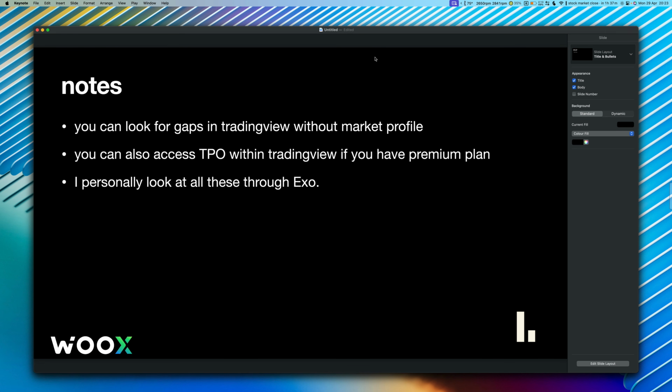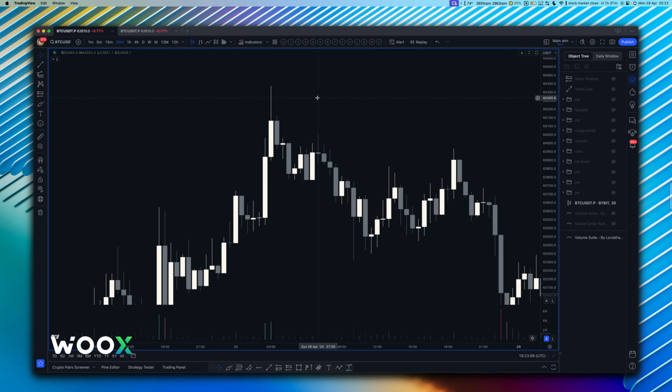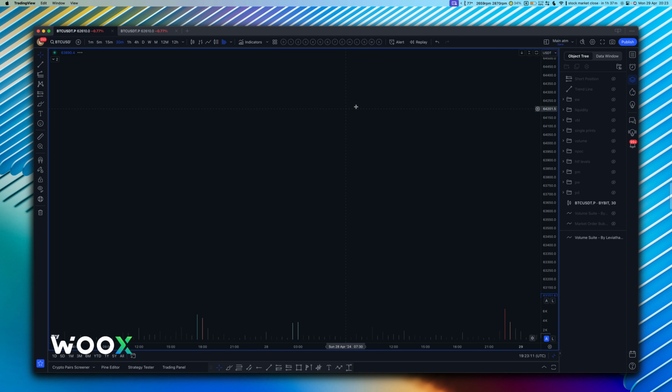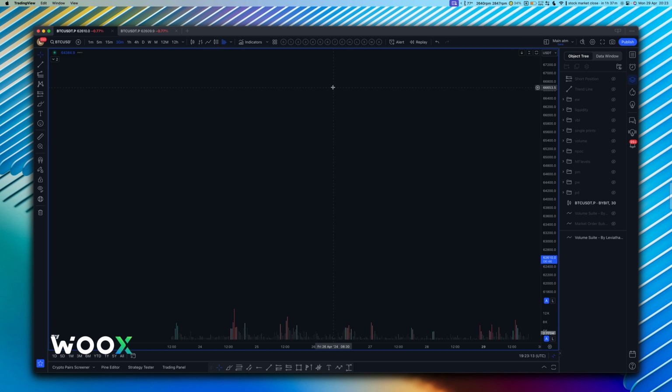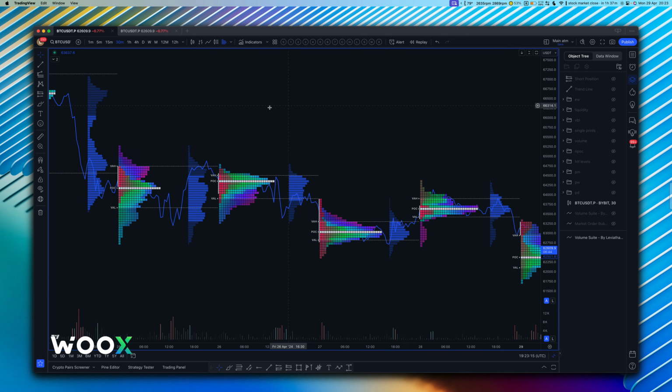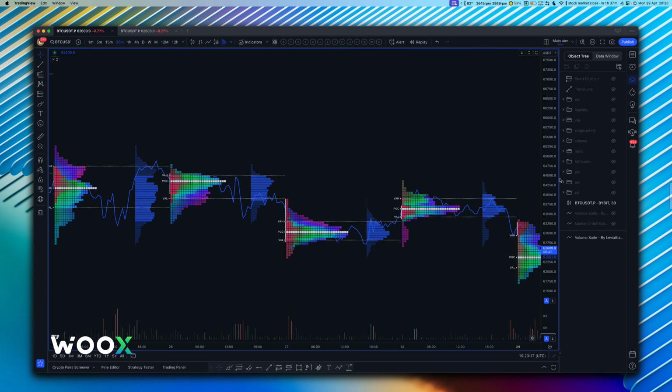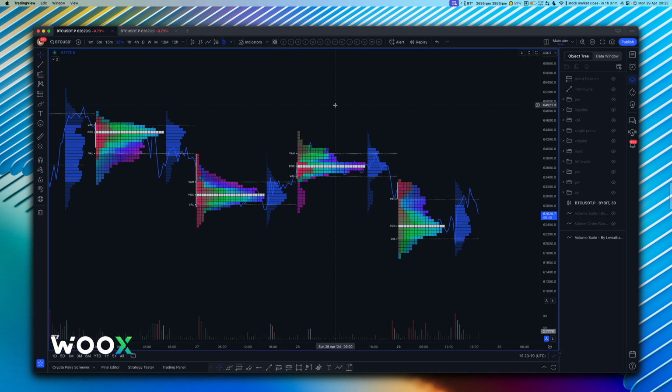You can look for gaps in TradingView without Exo. So I thought I'd bring this up as well. TradingView have this TPO thing. I've done, again, a video on how to set this up if you want. This is a really, really ugly view, but there's a whole video I've done on the channel about setting this up if you want.